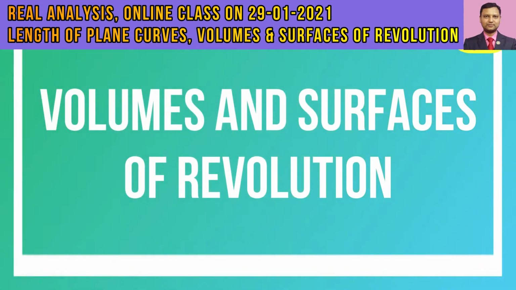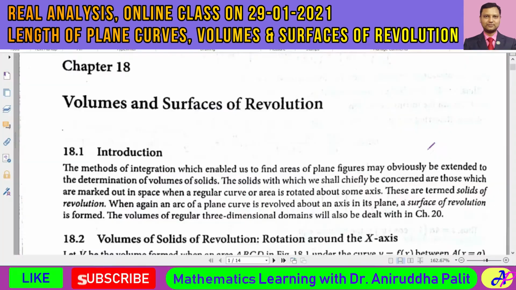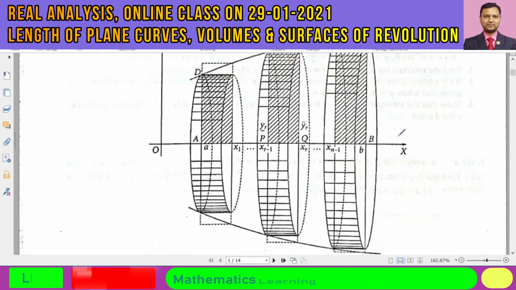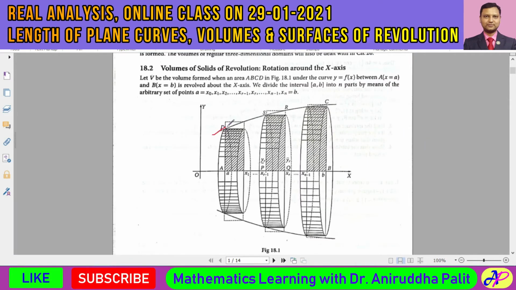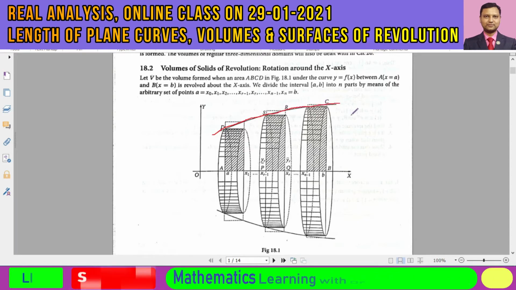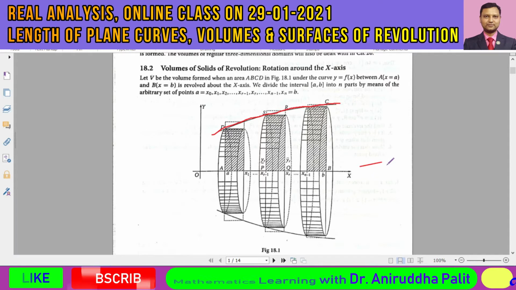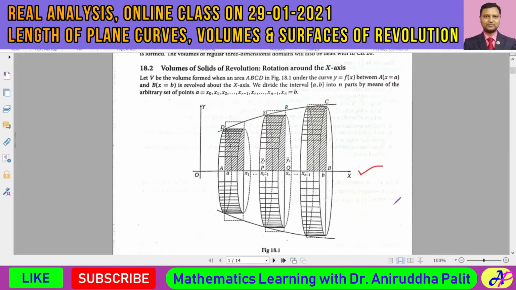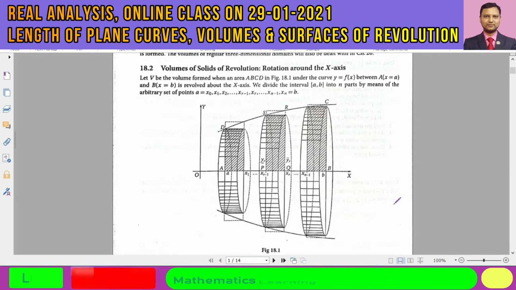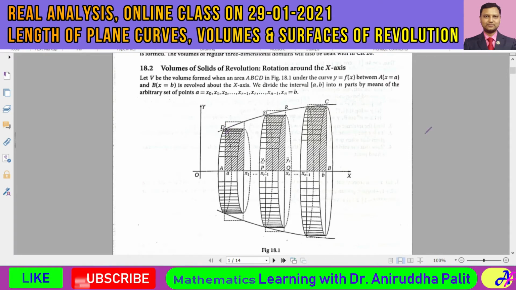Now let me show you a few formulas of volume and surface of revolution. You see, suppose we have a curve. Let me show you this picture. Consider this kind of picture. Suppose we have a curve over here. About a certain straight line, for example the x-axis, or the y-axis, or any arbitrary axis, if we rotate that curve, ultimately we will get some figure like this.